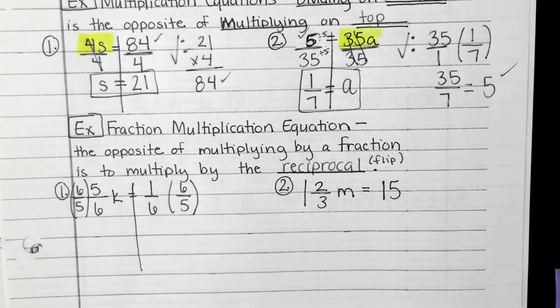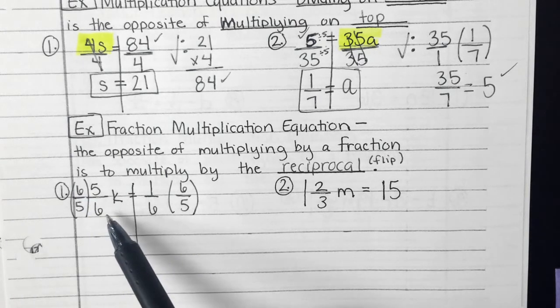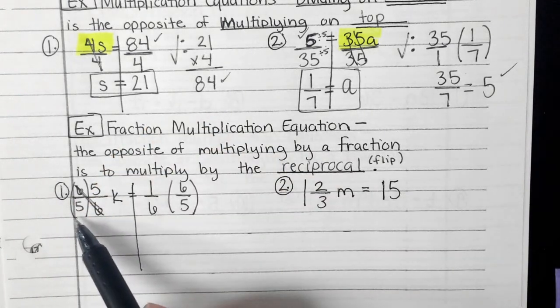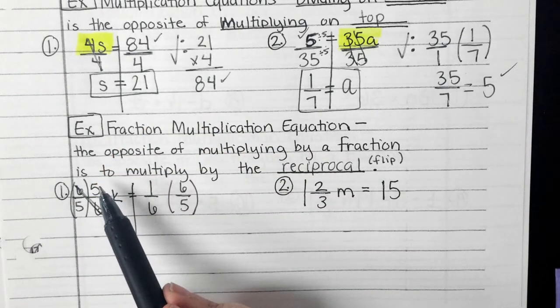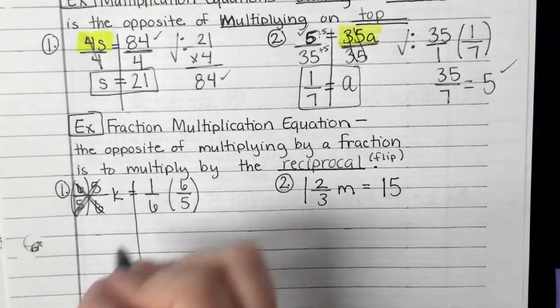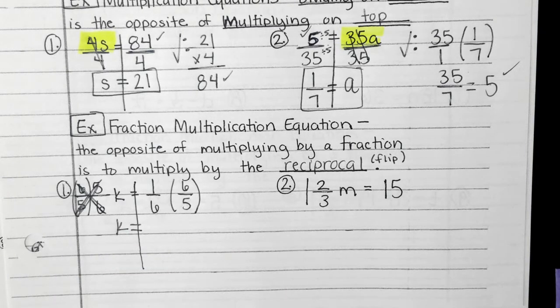So, guys, what did we see happens to a 6 on the top and a 6 on the bottom? Lauren? I crossed them out. What would happen to a 5 on the bottom and a 5 on the top? I cross them out. So what am I left with, guys? Do y'all see how that reciprocal made that entire fraction go away?